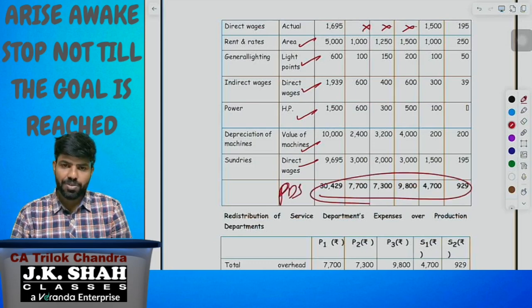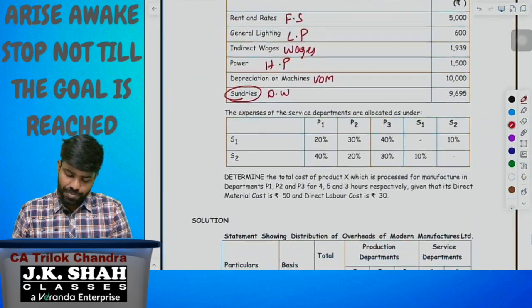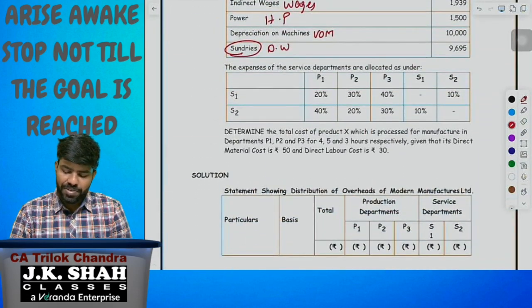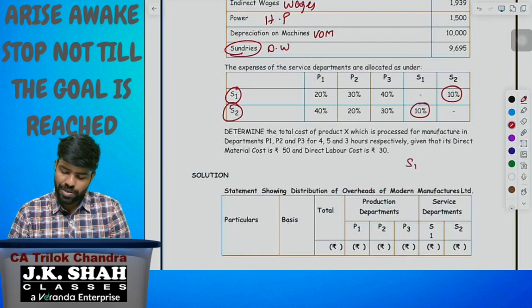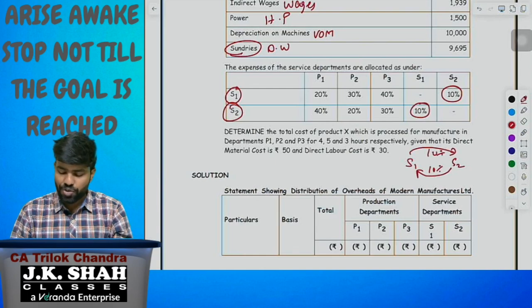Look at the secondary distribution summary. The expenses of service department are allocated as under. S1 is giving service to S2 10%, S2 is giving service to S1 10%. Which method should secondary distribution be done based on? It means the reciprocal method.